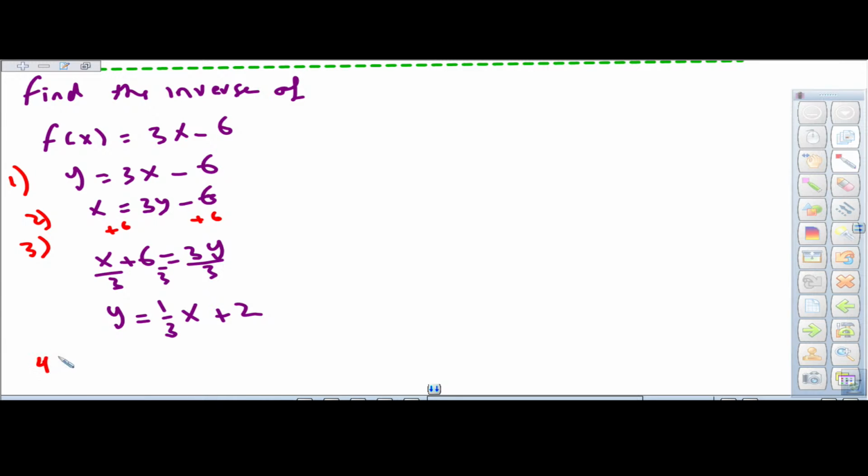What's step number 4? Which is the easiest one there is. Yep, that's it. And don't forget the inverse, right? So it's going to be f inverse, that -1 at the top here. The inverse of this function is 1/3 x plus 2. 1/3 x plus 2. All right.